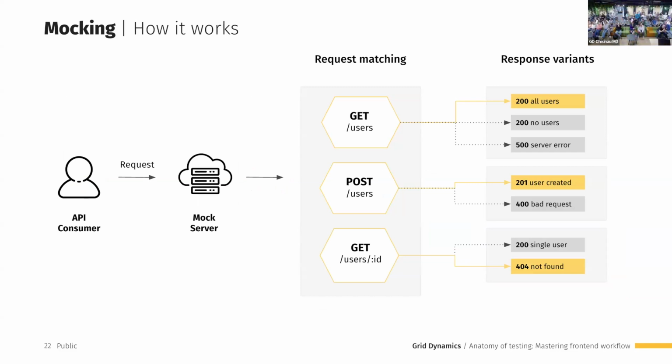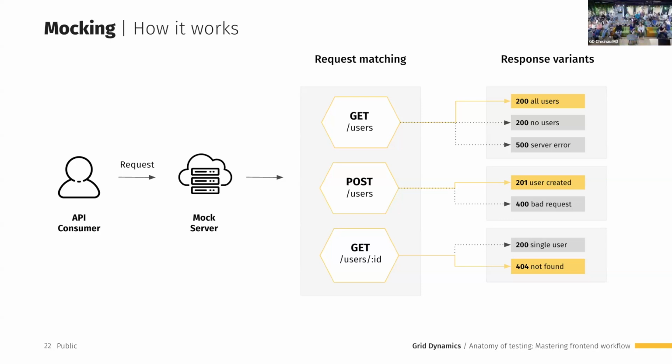Modern mocking servers are flexible enough that you can use any HTTP request attribute for matching, like path, URL, headers, body, anything. Then there are response variants. They define how our server will respond back. Mocking servers can provide different variants of the response based on the matching criteria.